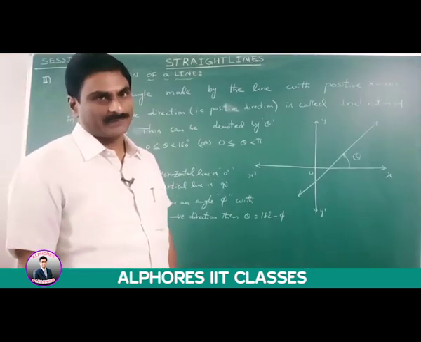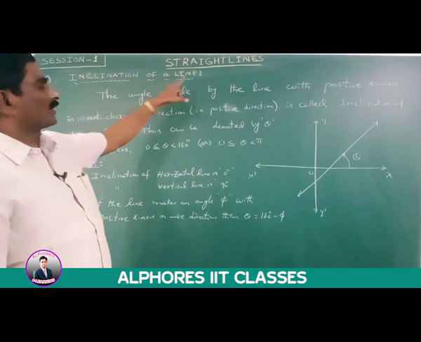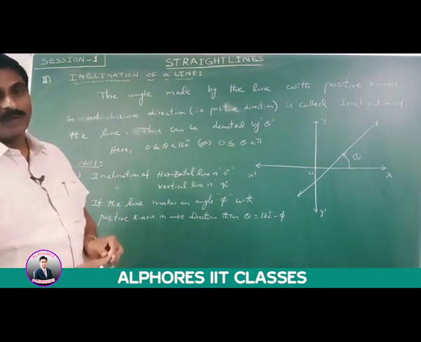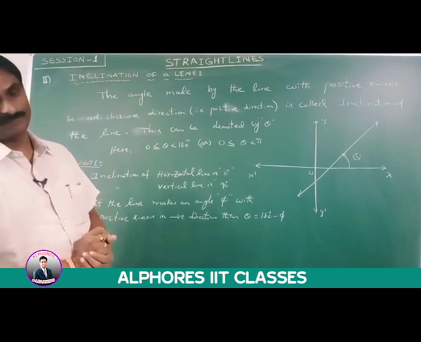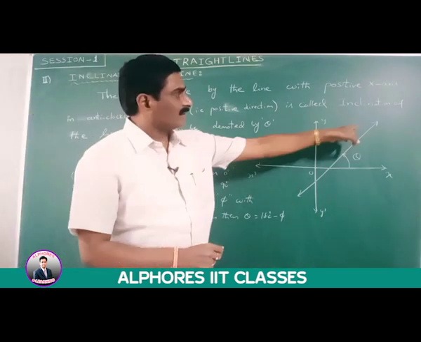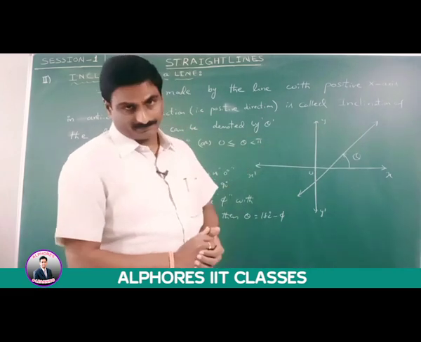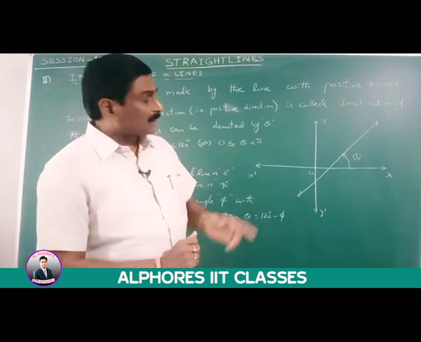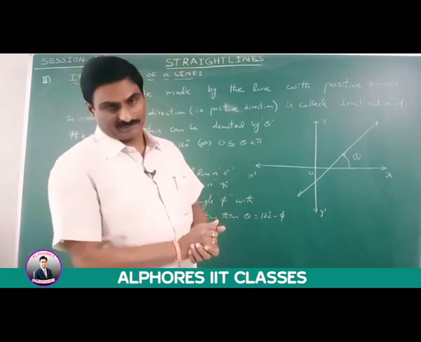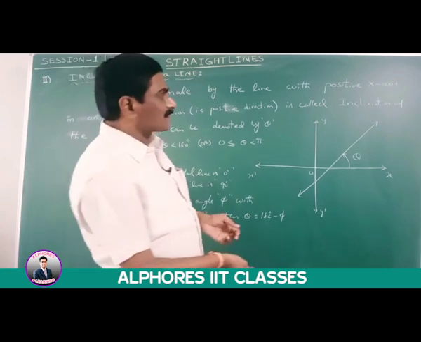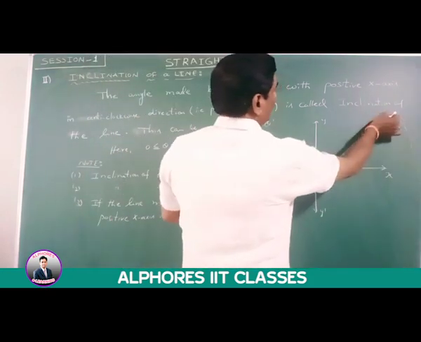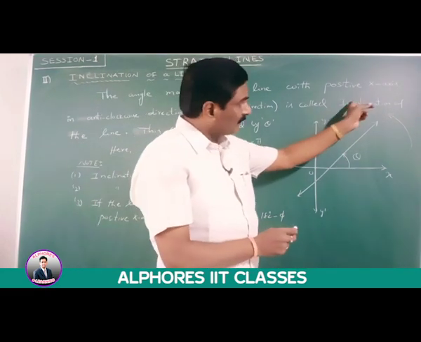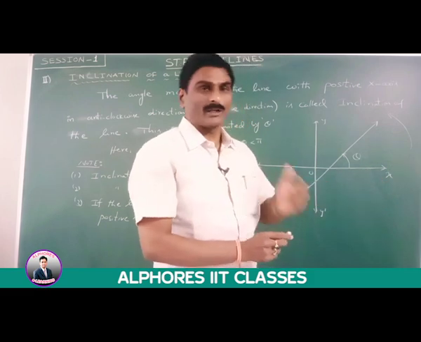Next, second point: inclination of a line. What is the inclination? Suppose this is one of the lines in the 2D plane, the xy plane. The angle made by the line with the positive x-axis in the positive direction. If the angle is measured in anti-clockwise direction, then it is said to be the positive direction. If the angle is measured in clockwise direction, then it is said to be the negative direction.